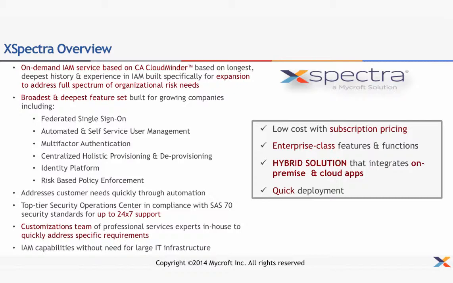XSpectra provides those types of risk-based enforcement as well through many types of rules, such as geolocation, restricting certain users from logging in from a certain region, or device ID, tracking what types of devices a user is logging in from into their systems. So again, XSpectra is full-featured, being able to address customer needs quickly with the automation that I had mentioned through different types of IAM policies.